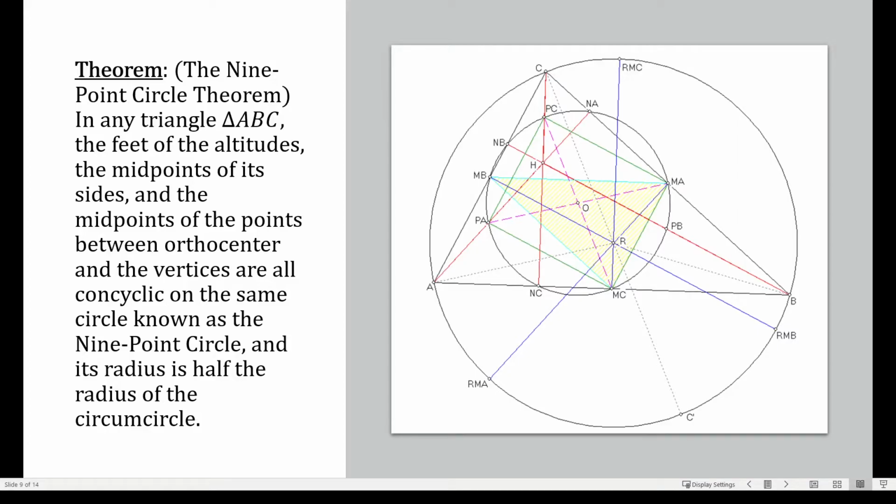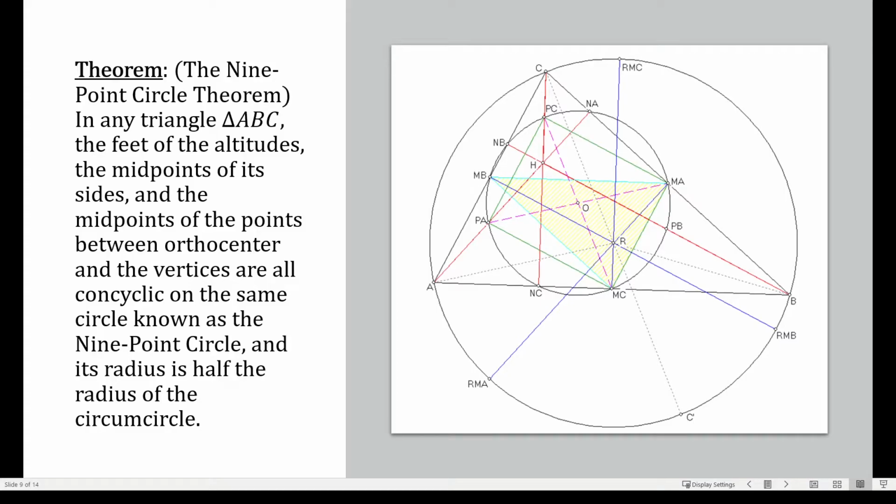Similarly, we can make another rectangle using the other midpoints, MB, MC, for the triangle ACH, and that will be parallel to the side ANA. Then we can take the midpoint MC, PB for the triangle ABH, and the line MCPB will be parallel to the line ANA. So the line that goes from MC to PB is parallel to the line MBPC. Therefore, PB and MB also lie on the same circle.